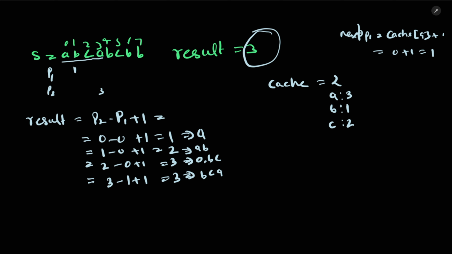We will repeat the same again. Let's go to the next character, that is b, and this will be index 4. Our substring in this case is going to be this one, and this is an invalid substring, because b we have already seen in the cache. Whenever we find a repeating character, we calculate the next position of p1. The previous position of b was 1, and then plus 1, so this will be 2. So the next position of p1 is going to be here.